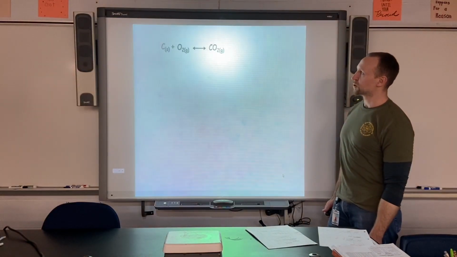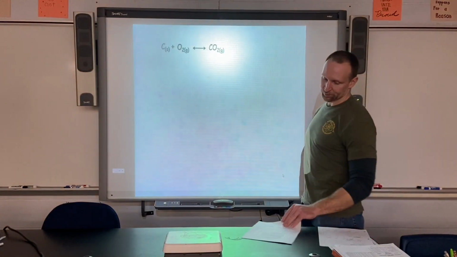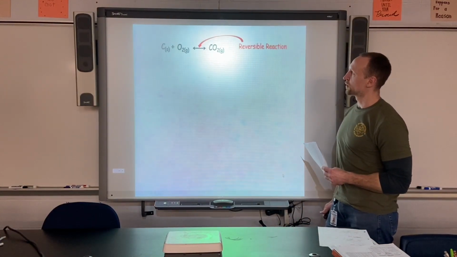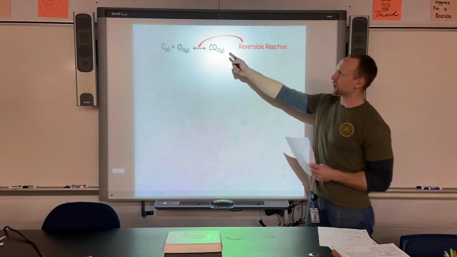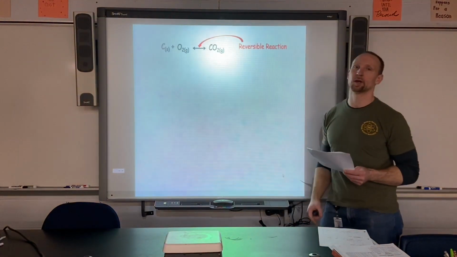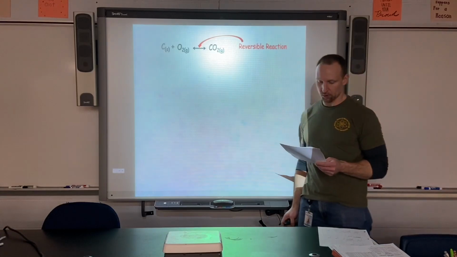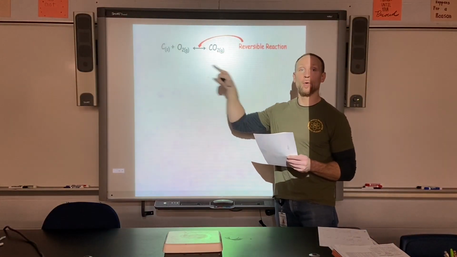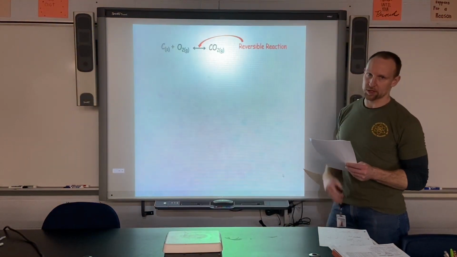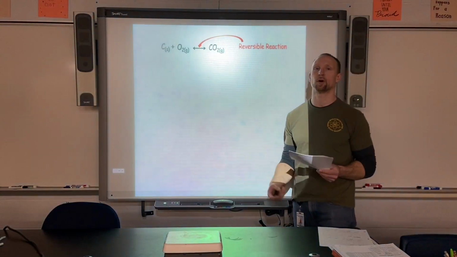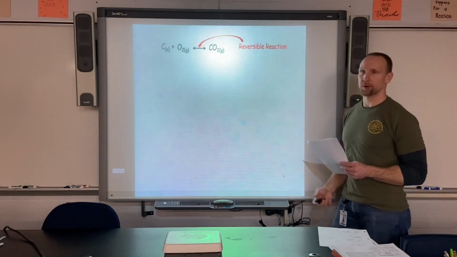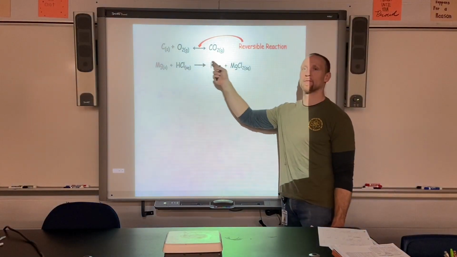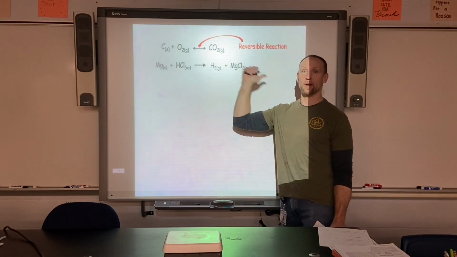All right, so let's look at a reaction. Here's a simple reaction. Carbon plus oxygen makes CO2. This arrow here is what's showing us that we're dealing with a reversible reaction. It can go forward and it can go backwards. These are the types of reactions we're going to be dealing with when we're talking about systems at equilibrium.